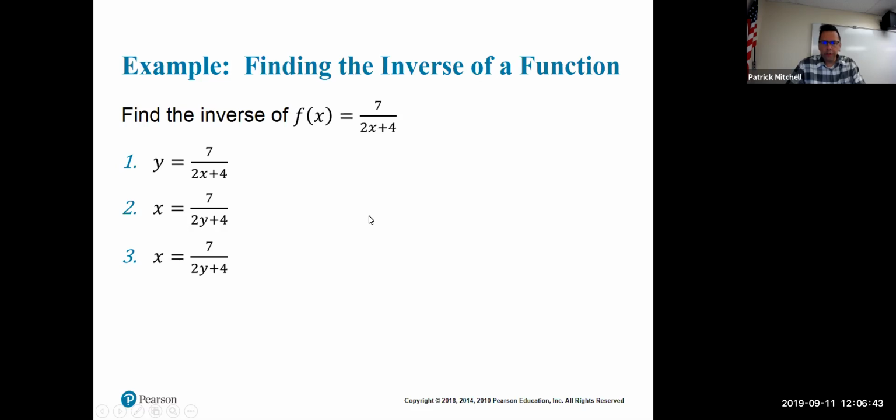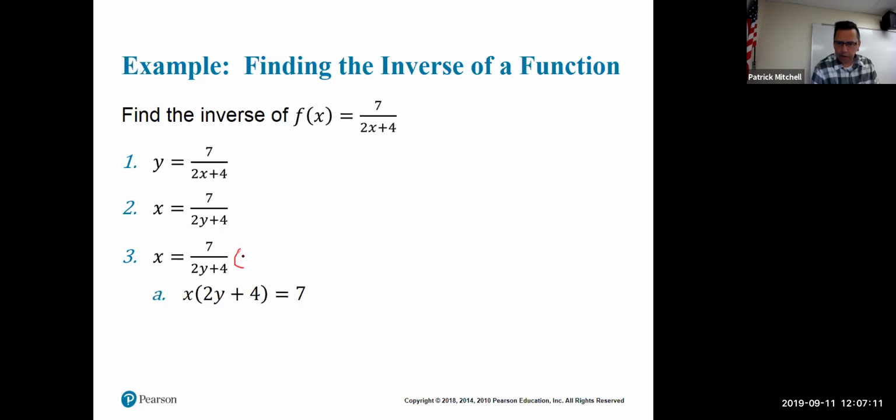Okay, so the first thing I'm going to do is get this 2y plus 4 out of the denominator. I need to get this y by itself, so I'm not going to be able to do that as long as it's sitting down here in the denominator. The way I'm going to do that is I'm going to multiply both sides of the equation by 2y plus 4. So let me just scribble a little something on here.